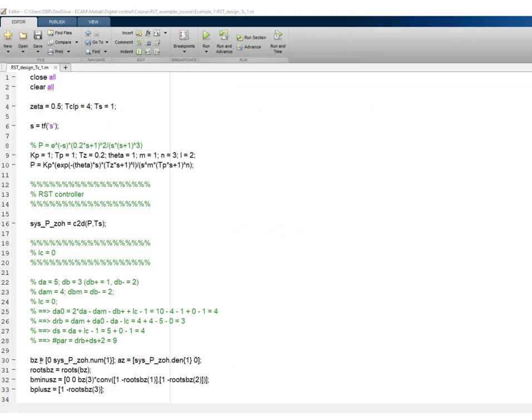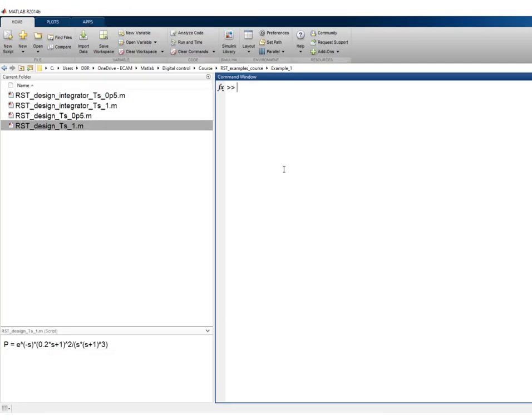The next thing that we have to do is factor b of z in b plus and b minus, and for that we need to use the command roots to obtain the roots of b of z. So let's have a look. Here they are. Clearly you can see that this one is outside the unit circle, so this root is clearly outside the region of good performance. This one here is at the left. So if we draw the unit circle, it's located somewhere over here.